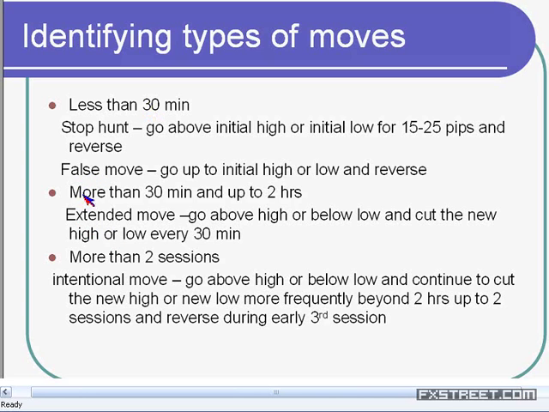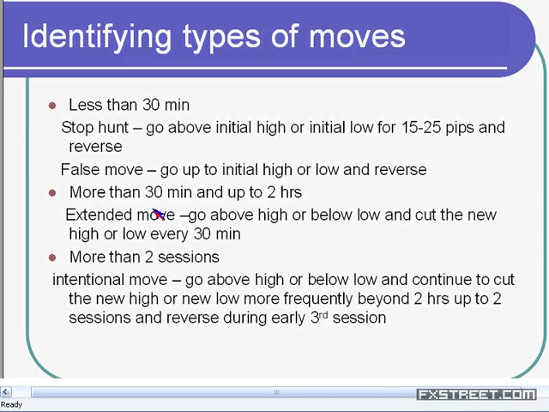What is an extended move? This move is more than 30 minutes and up to 2 hours. So in the extended move, they go above that of the high and stay above there for more than 30 minutes, like what they have done in the case of GBP. And then subsequently, after 2 hours, they start breaching the new high and come down. So that is an extended move. After an extended move, they can just do the intentional move or a false move again and then continue the extended move in the form of intentional move. So I'll explain it one by one what they are trying to do today.